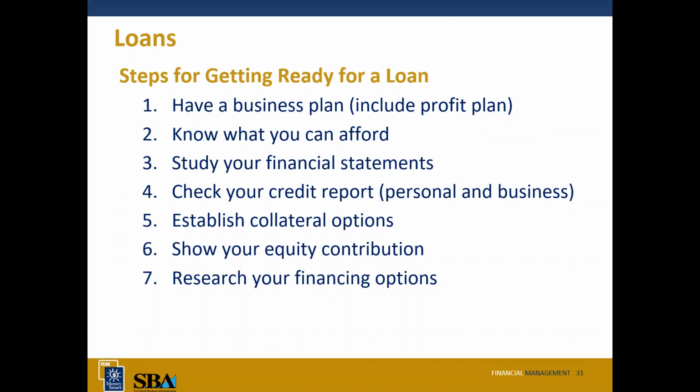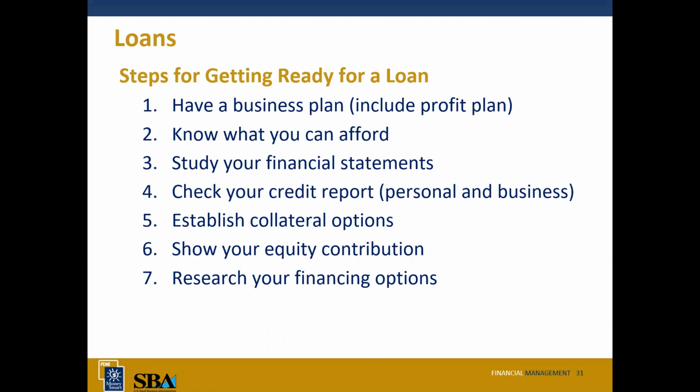So getting ready for a loan, we need to have a business plan and a profit plan, and that, if not complete, should be well underway. We started that in module 1. Number 2, we need to know what we can afford. And that is also derived from what we've learned today, but also what we put together starting in module 1 with our financial forecast. We need to study our financial statements. And so we first need to be able to produce financial statements. So if we're not using QuickBooks or some sort of financial accounting software, we need to start doing that. We need to import our data in, and we need to be able to produce financial statements.